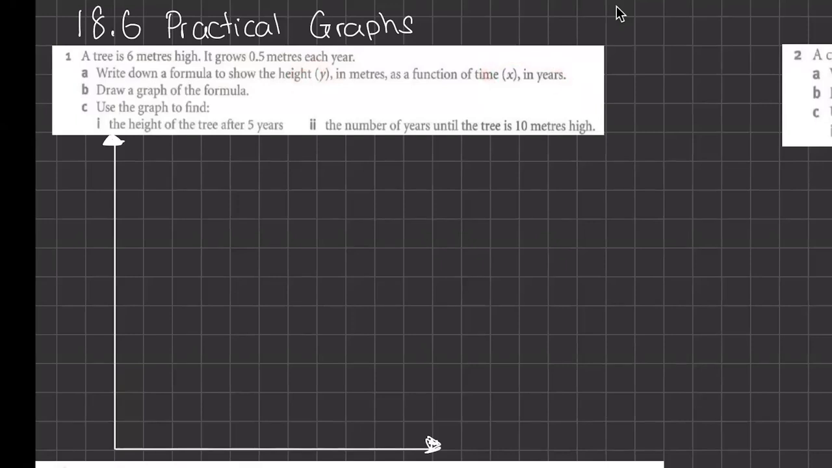So as the years go by, it increases 0.5 every single year. So I can tell that the formula can look like this. The height of the tree is equal to 6, because this is the current height, plus 0.5 multiplied by how many years that have gone by, which is x. So this one right here is a multiplication. So let's try to draw a graph to show the formula.